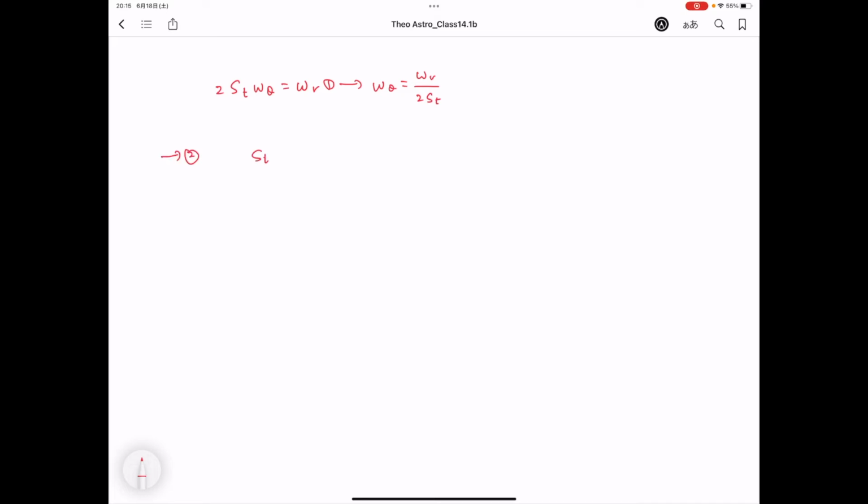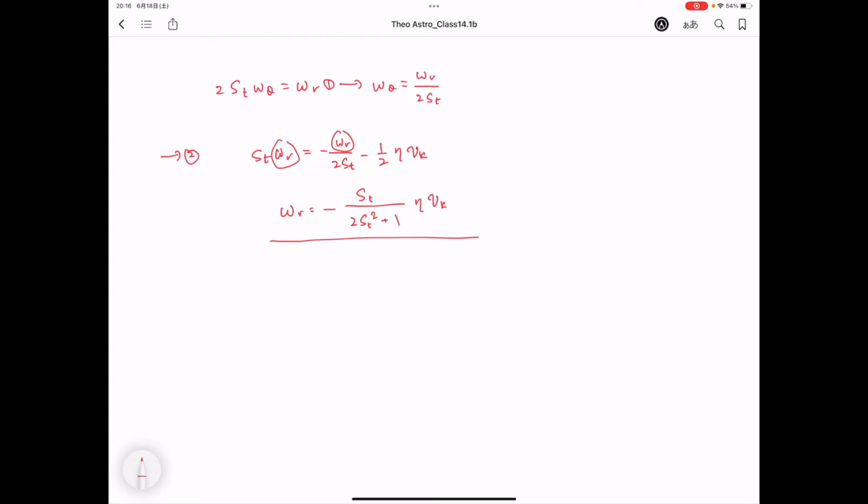Then St w_r equals minus w_r over 2 St minus 1 over 2 eta v sub k. Then we have a w sub r. Then w sub r can be calculated as minus St over 2 St squared plus 1 times eta v sub k. So this is the radial velocity of solid particles.